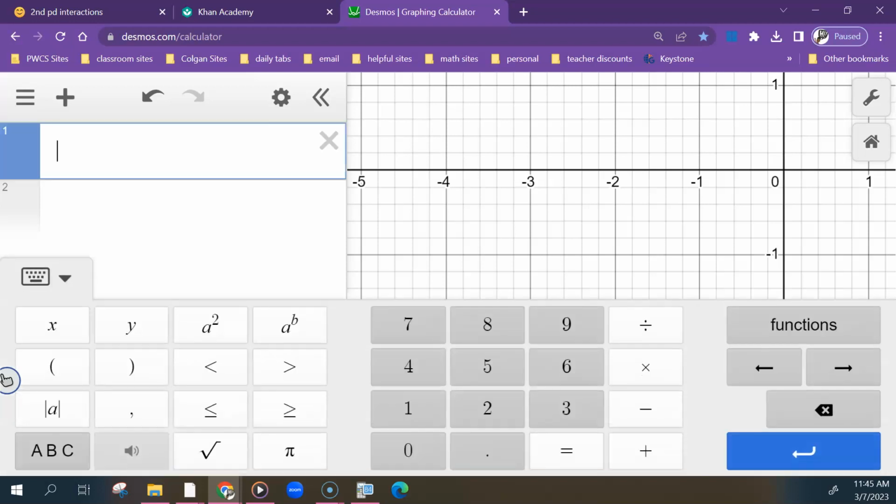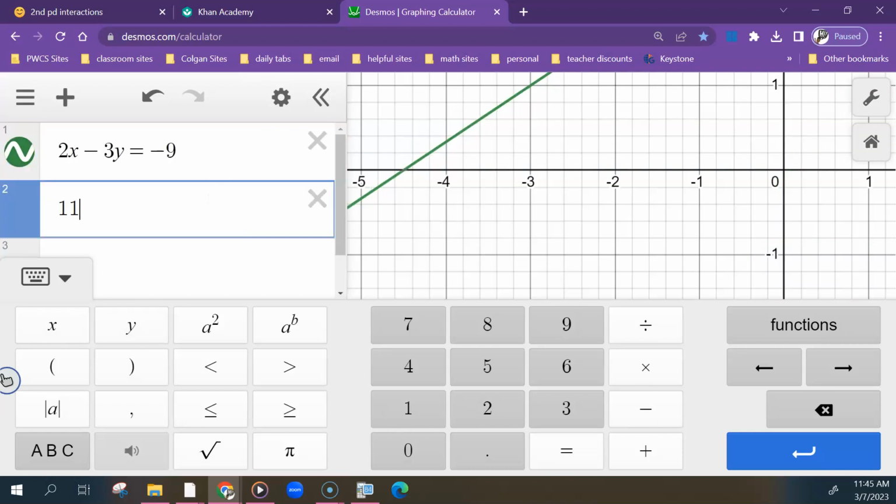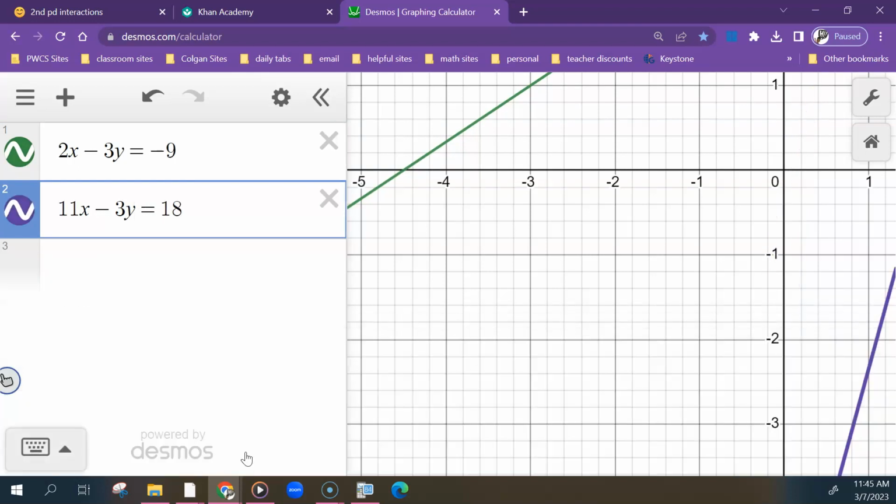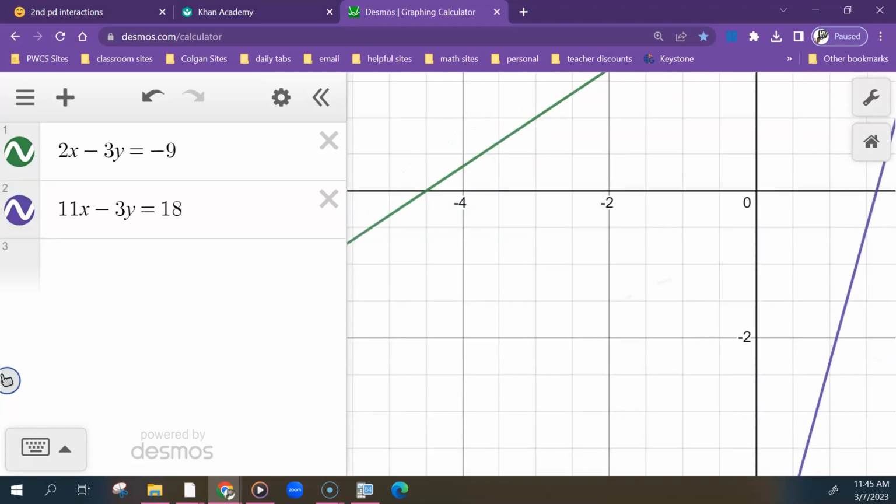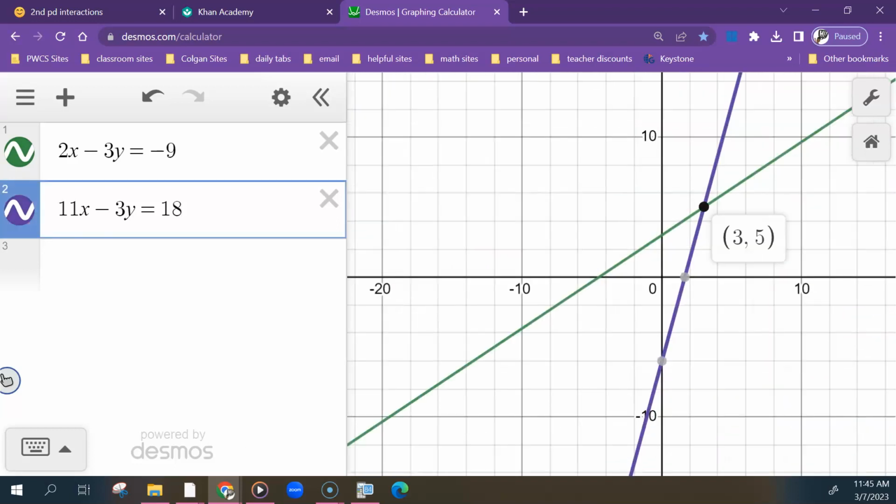So for this, you can type it in exactly as is. If you see 2 lines, you may just have to zoom out until you find where they intersect. But that would be a good way to double check, did you graph it correctly? Did you find the correct solution? Questions on how to check it in Desmos?